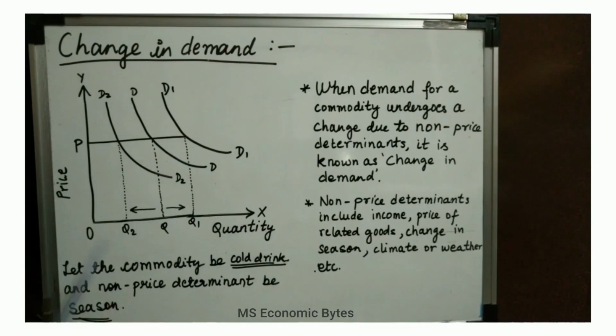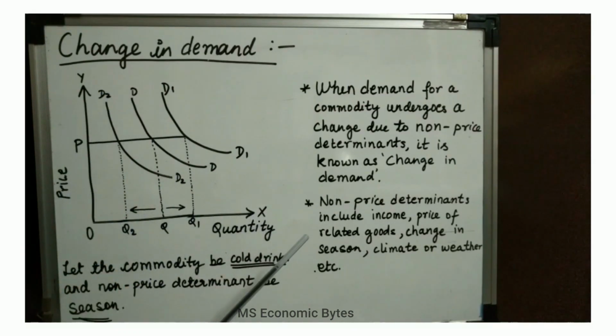Now to understand this concept in a much better way, let us take an example. Suppose the commodity we are taking here is cold drink, and the non-price determinant is seasonal changes. So here, let us first keep the price of the cold drink constant at OP, and the quantity demanded by the consumer is OQ. This is the demand curve.